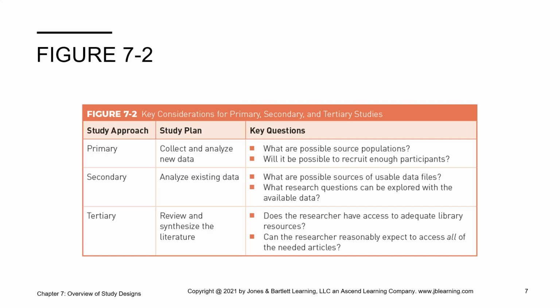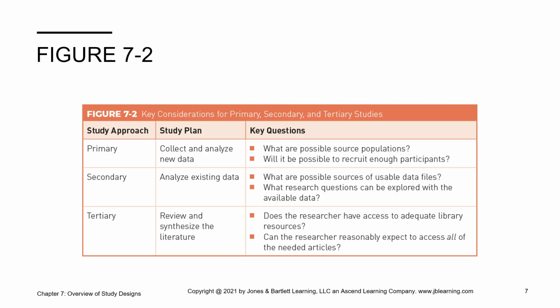Looking at primary studies, our study plan, if we have a primary research study, is going to be to collect and analyze new data. Some of the key questions that you have to consider are, what are the possible source populations, and will it be possible to recruit enough participants? For a secondary approach, you're analyzing the data already, so you are not able to determine how many participants need to be collected because the data's already been collected. But some of the other things that you may want to think about are, what are the possible sources of usable data files, and what research questions can be explored with the available data.